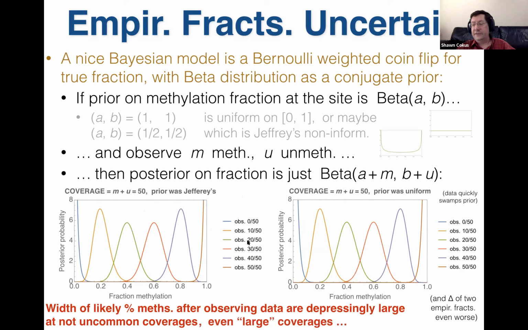Green now is 20 out of 50. And now if you look at this green bump, it's like, well, maybe 30 to 50% is plausible. Well, at least it's narrower than it was before, but it's not 2% wide. Right, and this is at a single site.